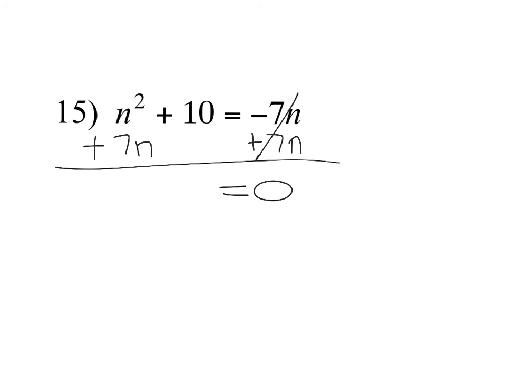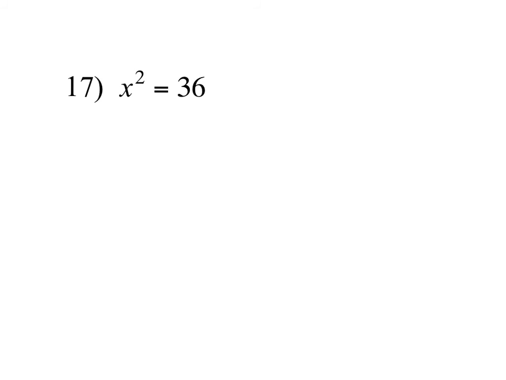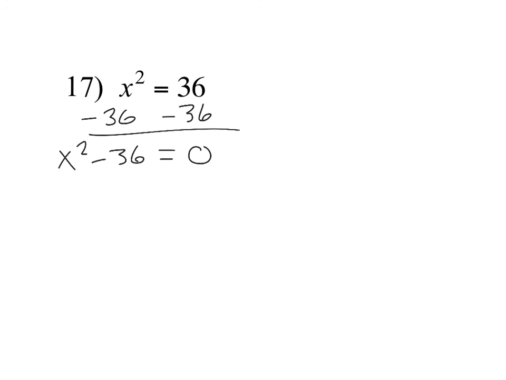You can't combine any of those, so you're just going to write them as 3 separate terms. The n to the second power is going to come first. Then the 7n will come next. And the plus 10 will be third. Now this one's a little bit tricky. For starters, it is not set equal to 0. So the first thing we want to do is get that 36 over there to the left-hand side of the equation. So we're going to get rid of a 36 with a minus 36. So what you do to one side, of course, you have to do to the other. So you're going to rewrite it as x to the second minus 36 is equal to 0.